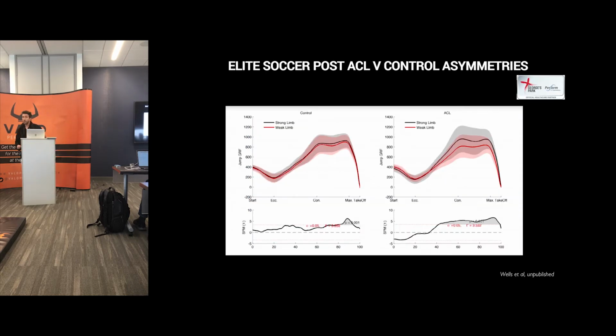How many months is that? This particular one, I think, is 6 months. 6 months post? Yeah. Max effort jump. Yeah, well, we're going to talk about that as well.